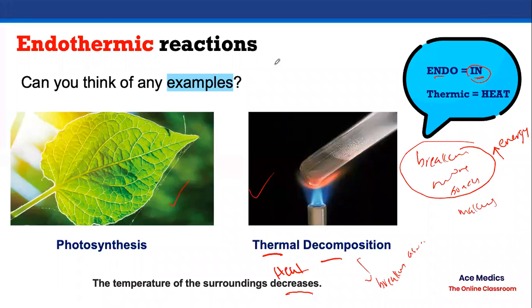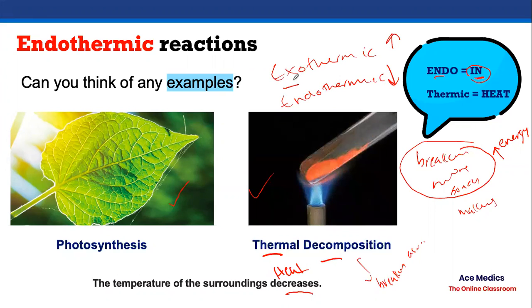So in endothermic reactions, the temperature of the surroundings will go down. So exothermic, temperature goes up. Endothermic, temperature goes down. Exothermic, you give out, exit heat. So that's why the temperature of the surroundings is going up. Endothermic, you're taking in heat. So temperature of the surroundings goes down. Does that make sense for everyone?